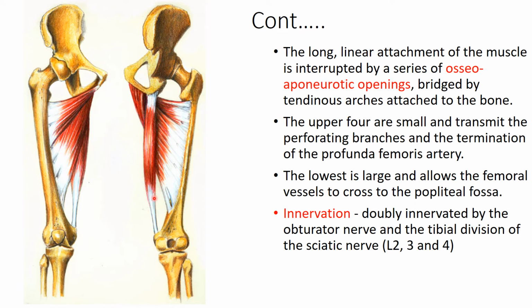So this lowest one, which is lying between this adductor fiber, this ischial fiber and this adductor fiber, is the hiatus, and from this hiatus the femoral vessels move posteriorly and become popliteal vessels. Now this innervation is because of their origin. This is again a hybrid muscle, so it is doubly innervated. This adductor part is innervated by the obturator nerve, and this hamstring part from the ischial tuberosity is innervated by the tibial division of the sciatic nerve.